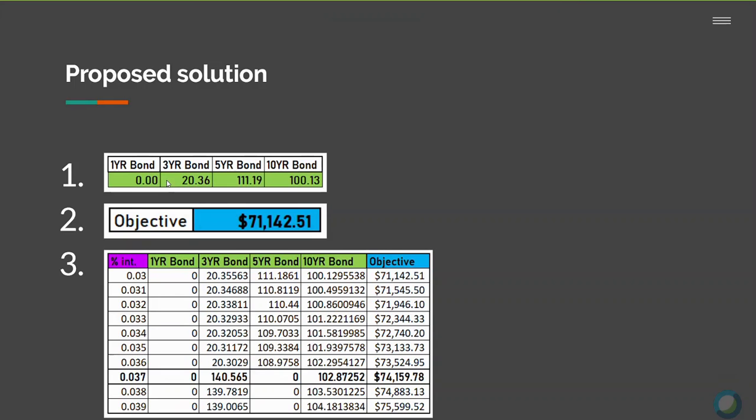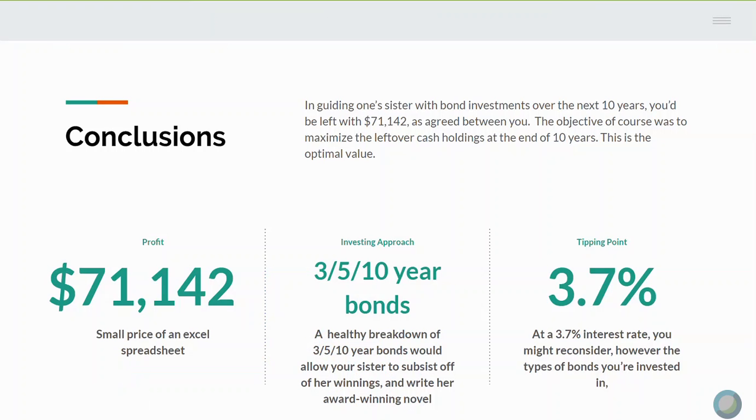So with that, answering the questions that we discussed previously, the amount of bonds that were purchased after we ran the solver, the objective, 71,142.51, then answering question 3 with a 3.7% interest rate. So as you can see, in guiding your sister's investment strategy, these are the results that we came up with when looking at just the bonds that were purchased initially, right after she obtained her winnings.